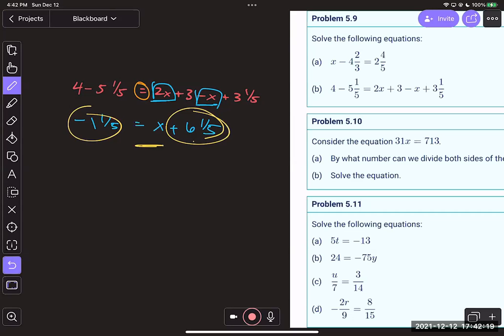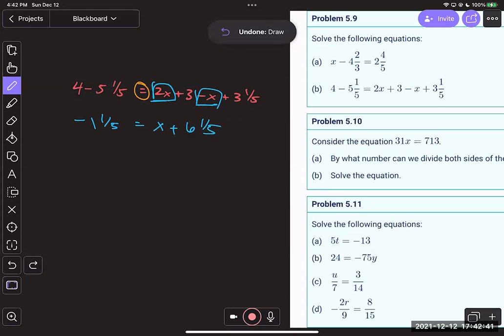Okay, so the problem with that is that it doesn't work. The reason is that you want to get x alone, right? In order to get x alone, you need to get this 6 and 1/5 away. And in order to get this 6 and 1/5 away, you need to subtract it from both sides, right? Because in order to get rid of addition, you need to subtract, right?